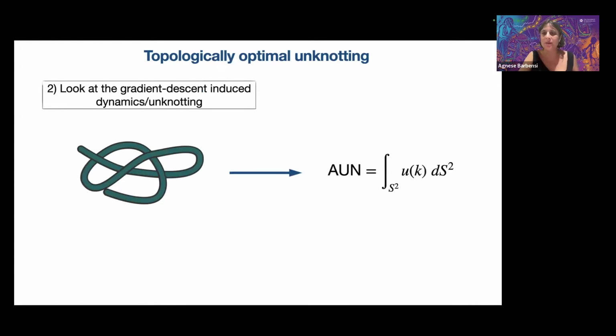So at this point, we would like to be able to look at the gradient descent induced dynamics defined by this average raveling number, this measure of topological complexity. The problem is that we can't really differentiate, right? This is a very complicated functional, and it's not like we have an analytical expression, and really we are not able to take derivatives here and actually follow a gradient descent.